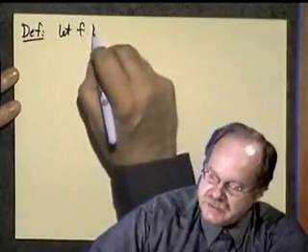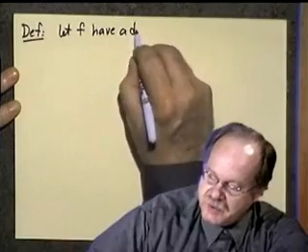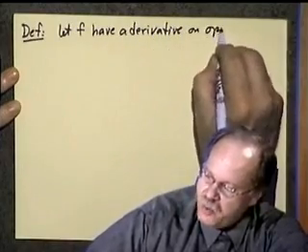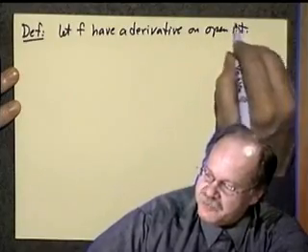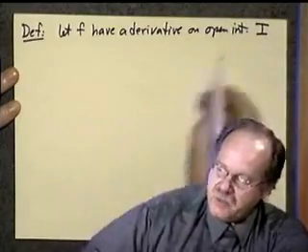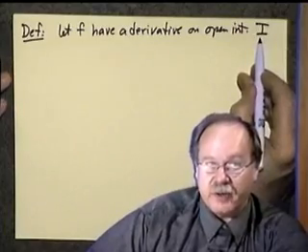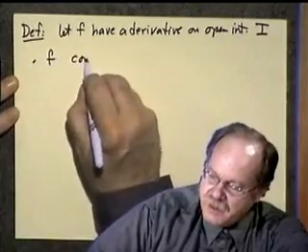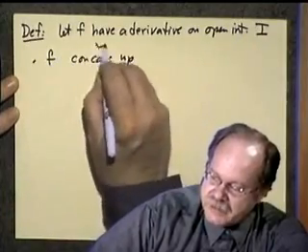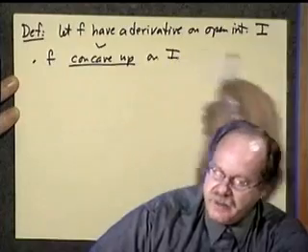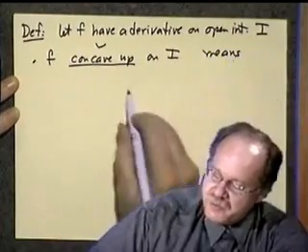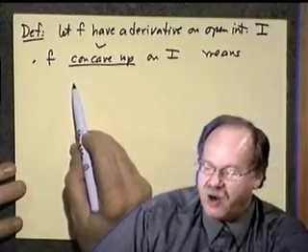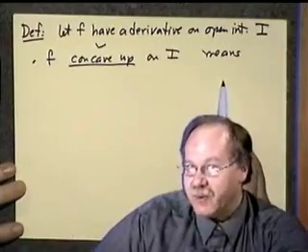Suppose we have a function. Let's let this function f have a derivative on some open interval, and I'll abbreviate interval there, I. And whenever we use I from now on, it'll mean an open interval, so keep that in mind. F concave up on I, and this is what we just learned from the pictures on the previous page, means what? It means the slopes are increasing as we go from left to right.